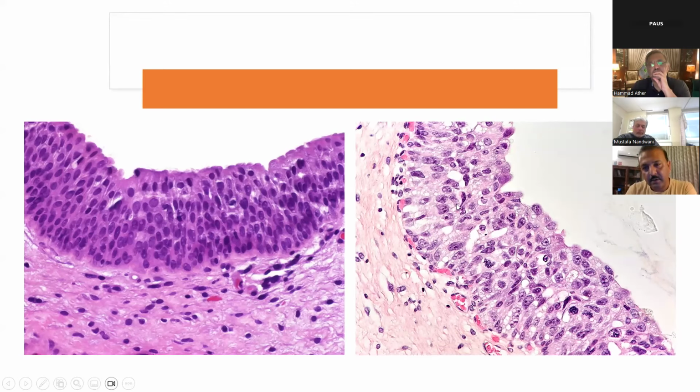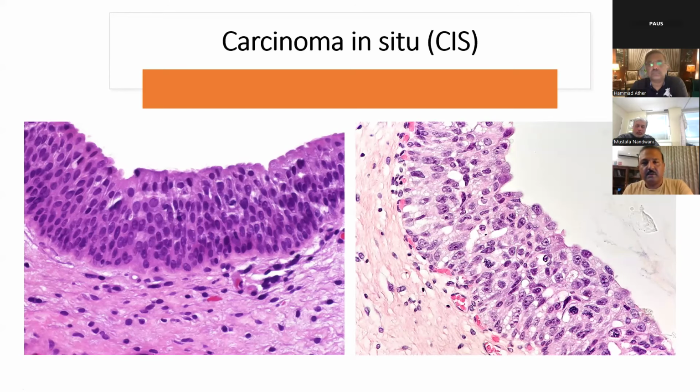They are arranged in a hodgepodge, pleomorphic with prominent nuclei, and there are mitoses. So compared to normal, this is really disorganized and really atypical looking. This is the pathology that we call carcinoma in situ, because it has not invaded the stroma. The basement membrane looks intact. So this is an in situ carcinoma.